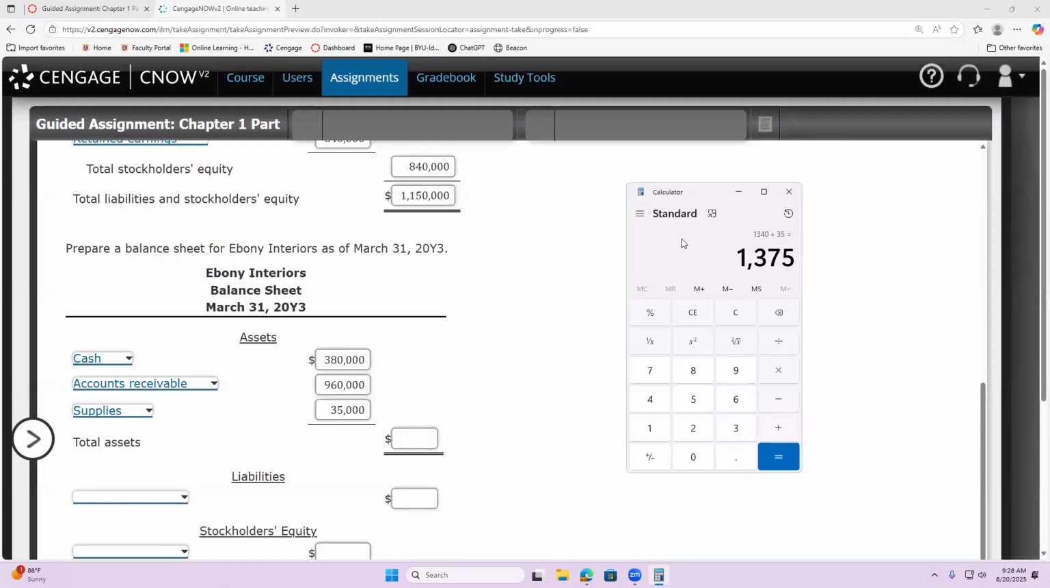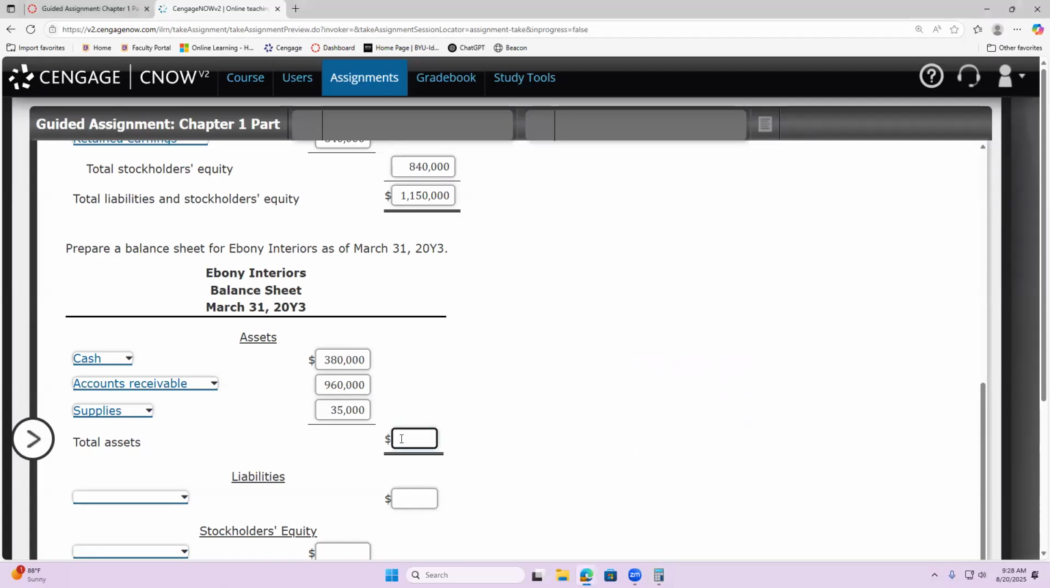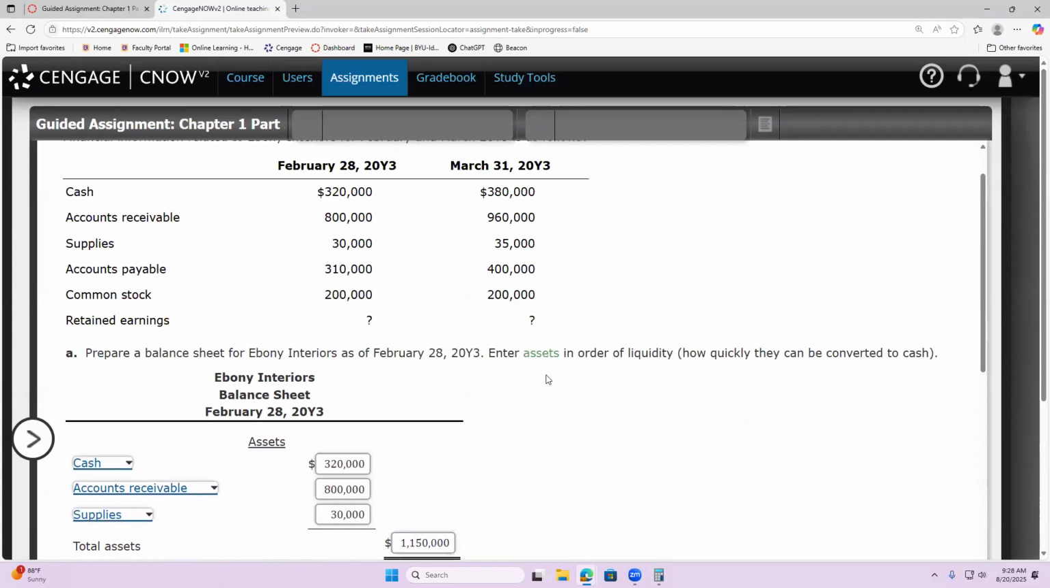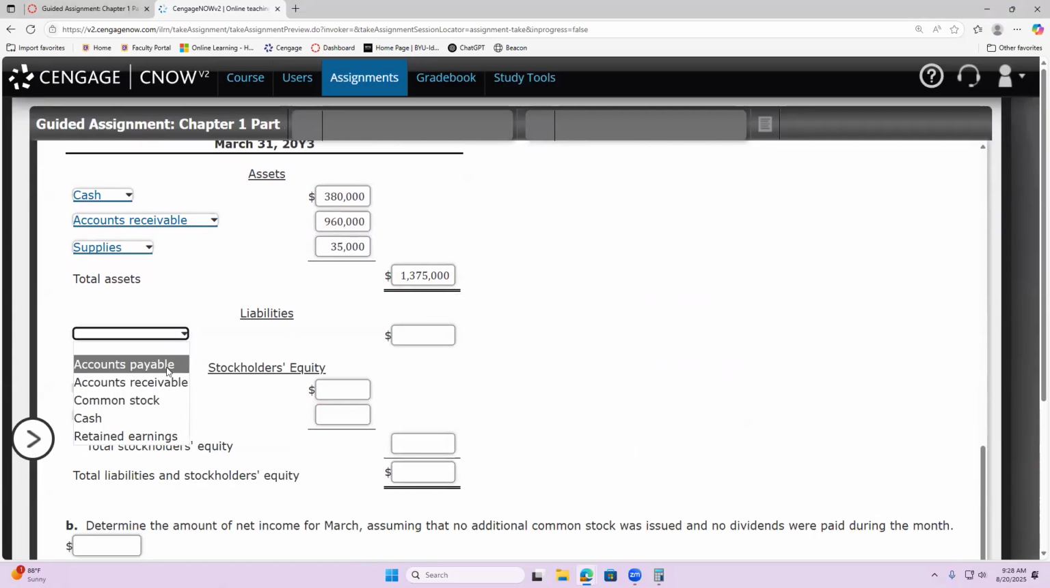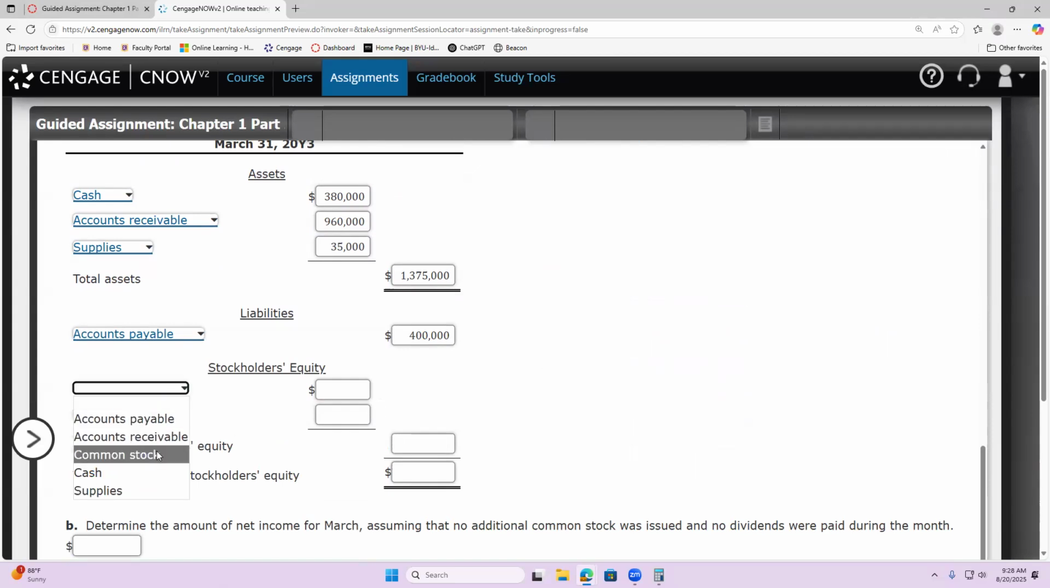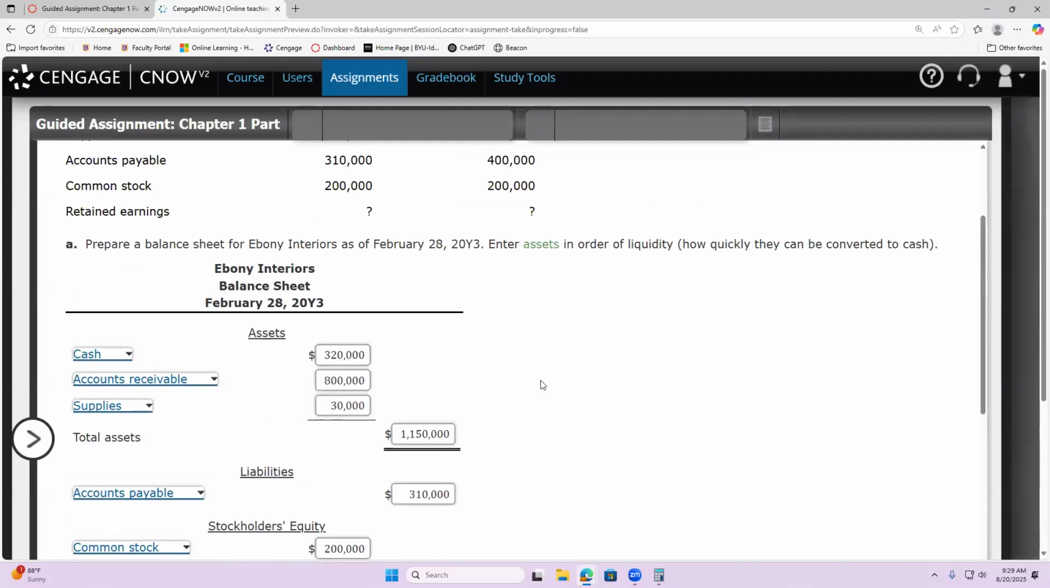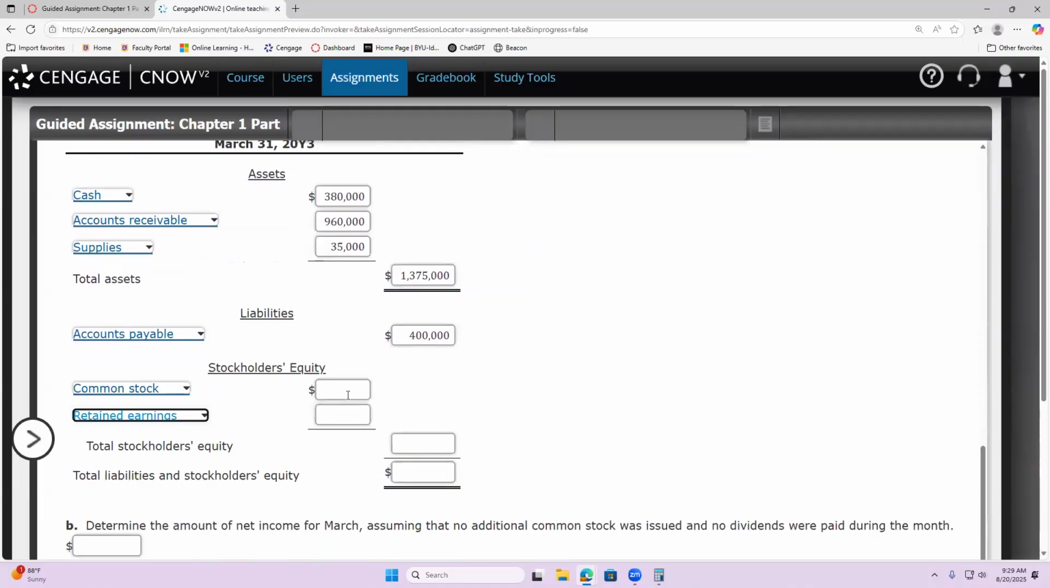And I get 1,375,000 as total assets. Liabilities of accounts payable of 400,000. And then stockholders' equity, we're going to have common stock and retained earnings. Common stock of 200,000. And then retained earnings, we don't know, right? Question mark.